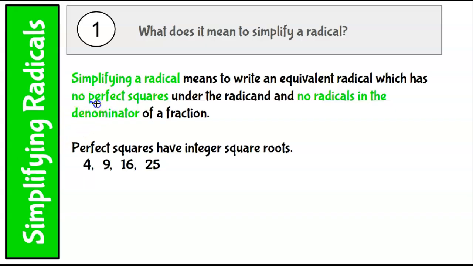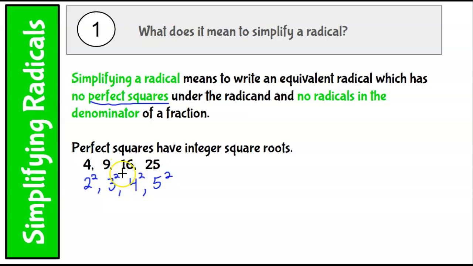So we need to define what perfect squares are because we want to get rid of them, so it's important to know what they are. Perfect squares have integer square roots. 4 is 2 to the second power, 9 is 3 to the second power, 16 is 4 squared, and 25 is 5 squared.